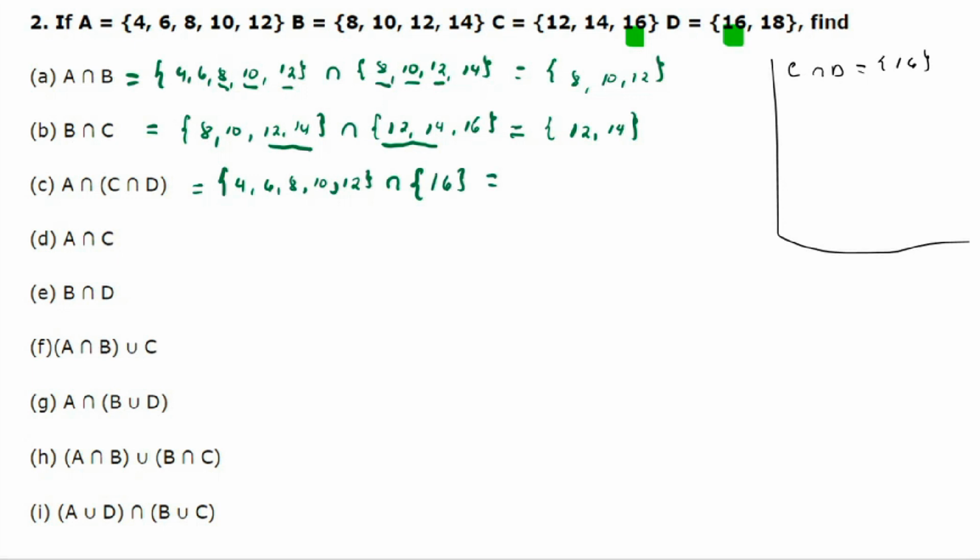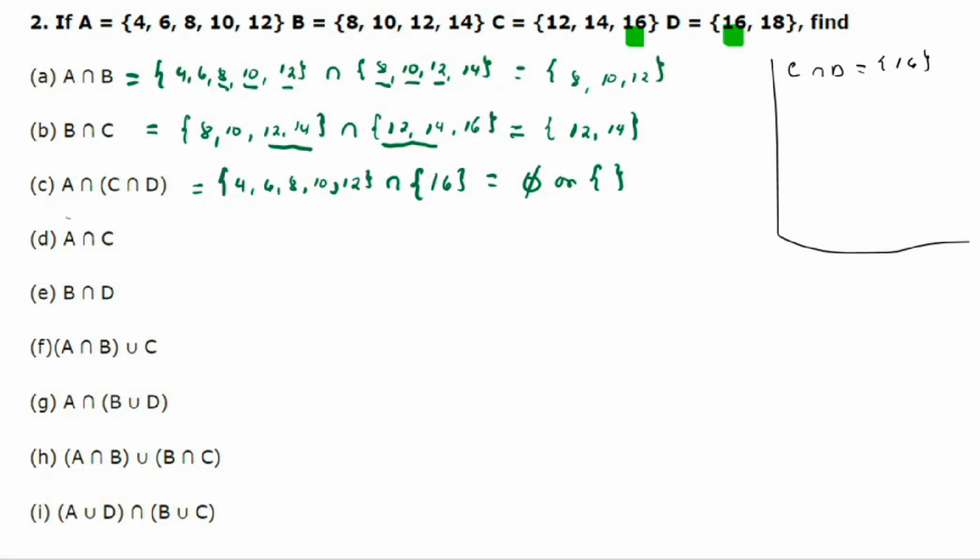And now we're going to find the intersection between these two sets. What is common between the two? I have 4, 6, 8, 10, 12 in set A, and C intersection D is 16. We cannot see anything in common. Therefore, we write the null set, or empty set. These are the two symbols that we use, and either of the two is the symbol for the empty set.